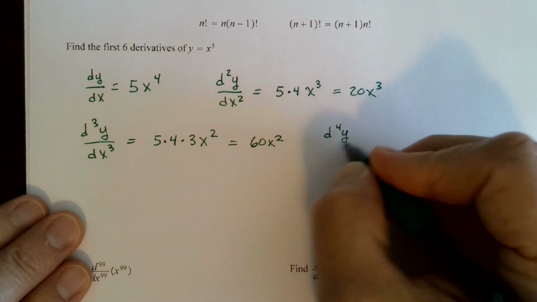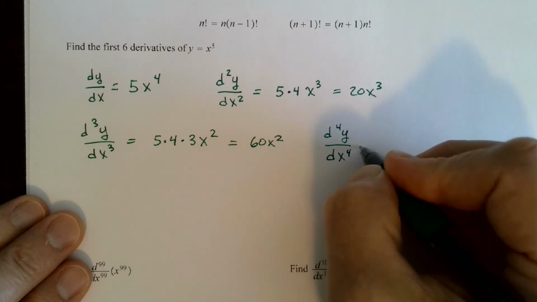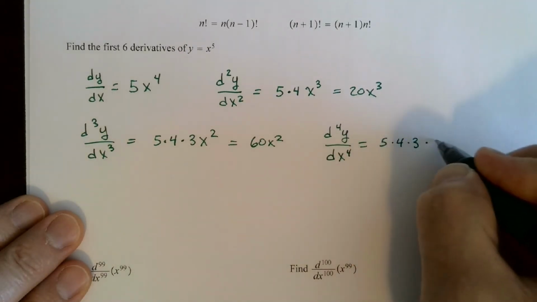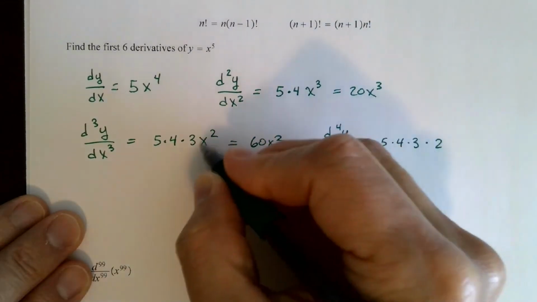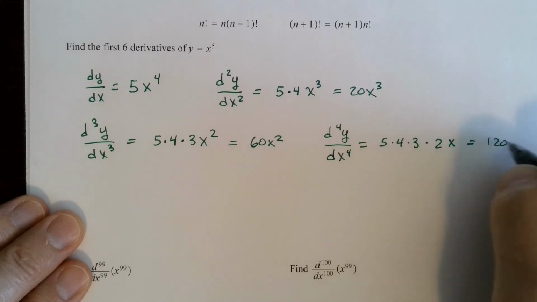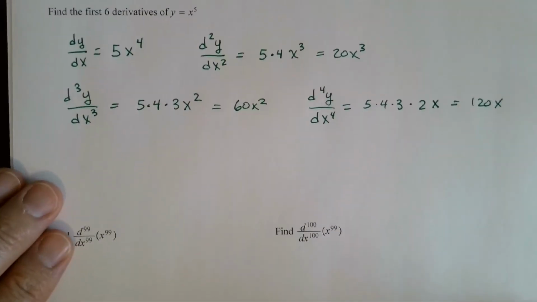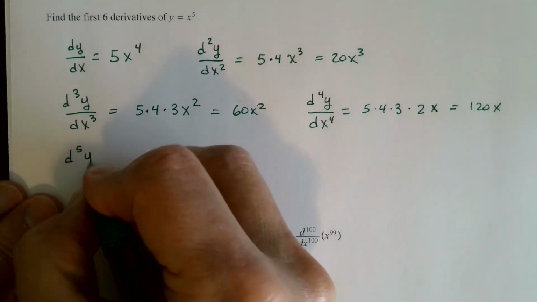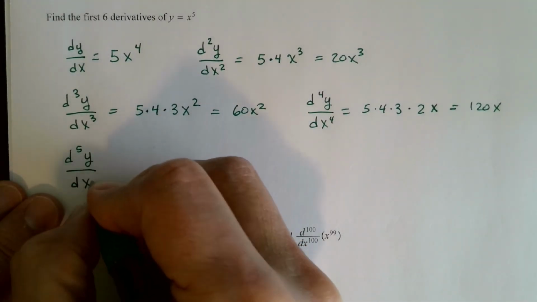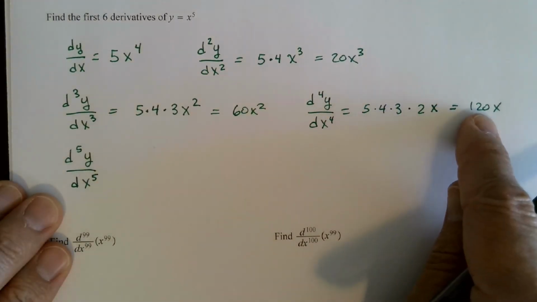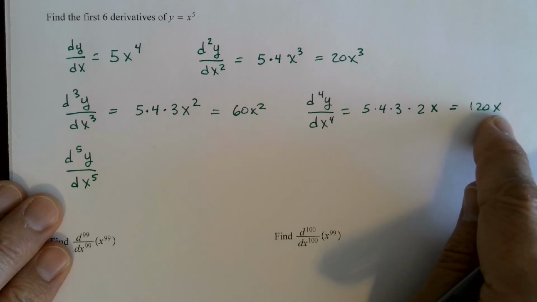The fourth derivative is going to be 5 times 4 times 3 times 2. Bring the 2 down, right? X to what? The first power, just x, which of course is 120x. Okay, fifth derivative. Well, the fifth derivative is what? It's just 120, right? The derivative of 120x is just 120. This is a line of slope 120.